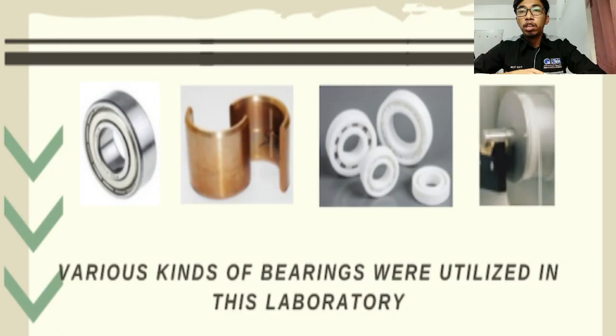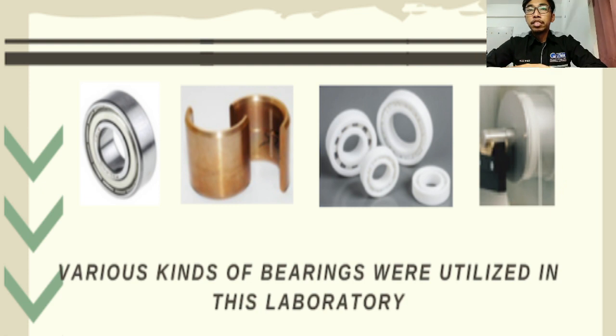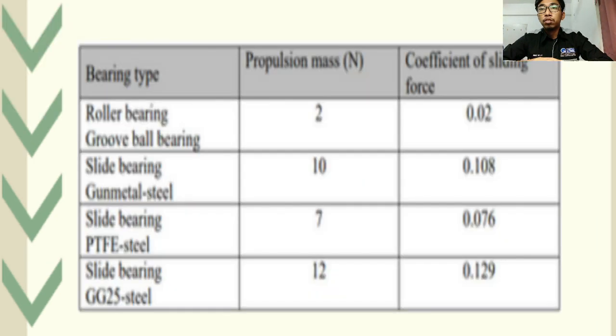Thank you. I will explain about experiment 1 in this lab. In this lab, we are testing the types of bearing: roller bearing, groove ball bearing, slide bearing gunmetal steel, slide bearing PTFE steel, and lastly slide bearing GG25 steel. We conducted this experiment in the lab.